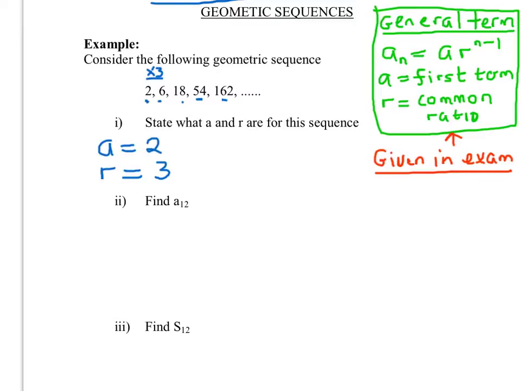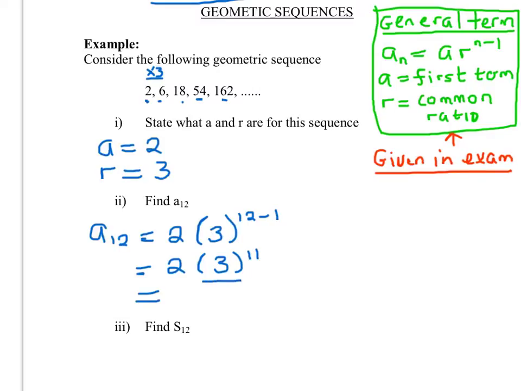Putting it into the formula above, what we will get is that A12 is equal to a, and a has a value of 2, multiplied by r, and r has a value of 3, to the power of n minus 1, so it's 12 minus 1. That's equal to 2 multiplied by 3 to the power of 11. And if you take out your calculator, work out 3 to the power of 11, multiplied by 2, what you should get is 354,294. So that's the answer to part 2.